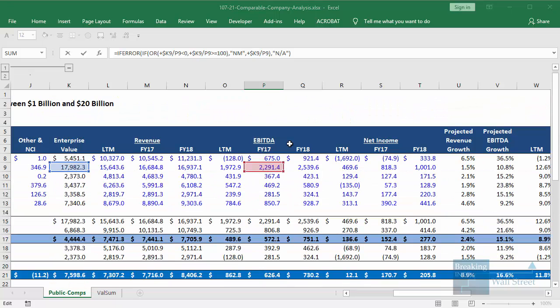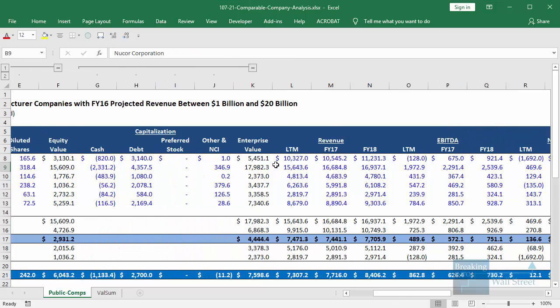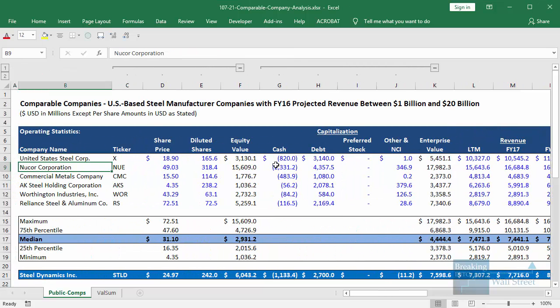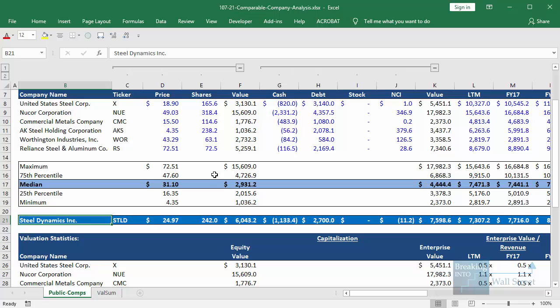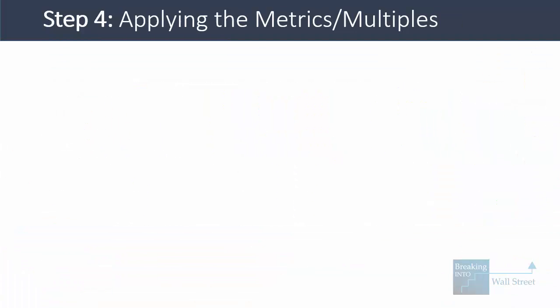And then we went through this process for all these companies here. So after we finished it for United States Steel, we moved down to Nucor, then Commercial Metals, then AK Steel Holding, Worthington Industries, Reliance Steel, and so on. And we already had our numbers for Steel Dynamics from another part of this model. So that's it for step 3.